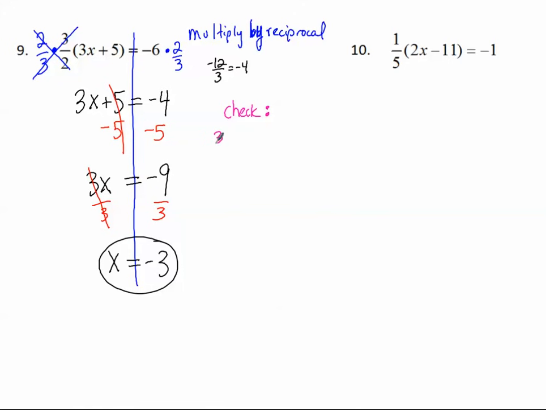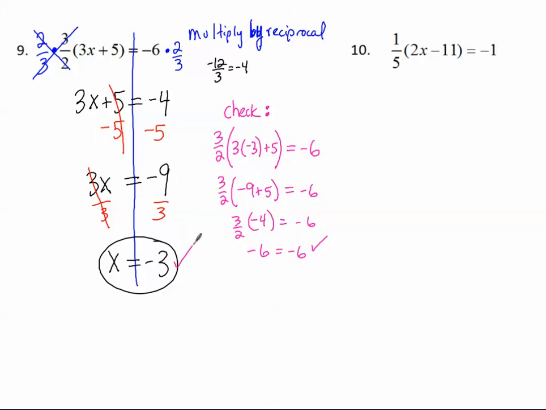Our original equation says 3/2 times the quantity, 3 times the x value, negative 3, plus 5 equals negative 6. Working inside the parentheses first, negative 9 plus 5. Negative 9 plus 5 is negative 4. And 3/2 times negative 4, negative 12 divided by 2 makes negative 6. We're correct. Why don't you pause the video, try number 10 on your own, come back and see how you did.